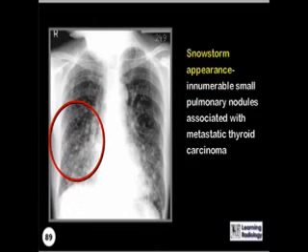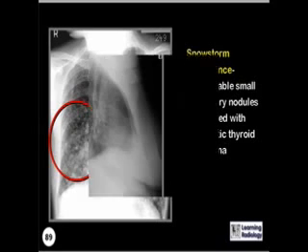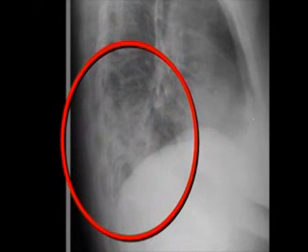This is the snowstorm appearance of innumerable small pulmonary nodules frequently associated with metastatic disease from thyroid carcinoma. What is the name of this sign?